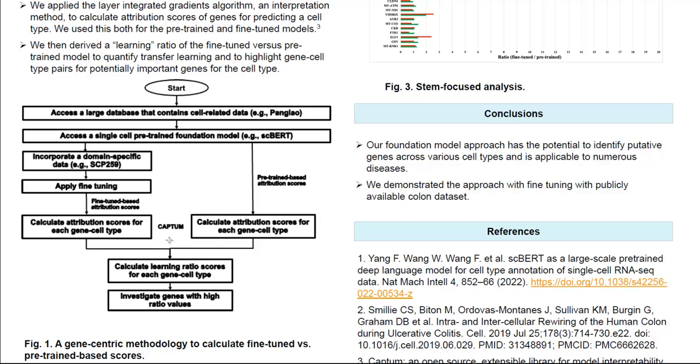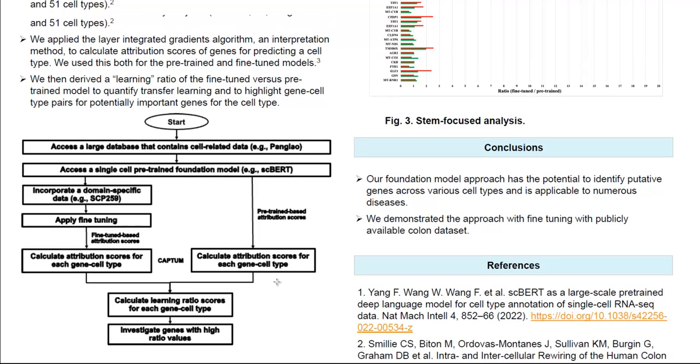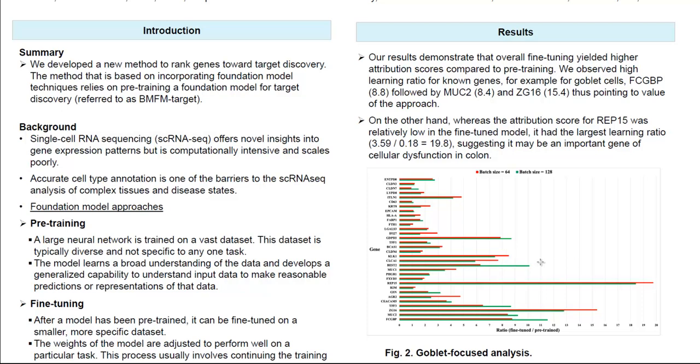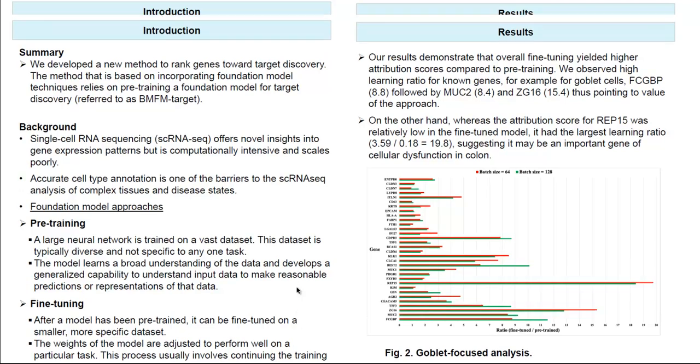To get the attribution scores, we used a Python library coming from Facebook called Captum. So we ran these two sets of experiments, and by doing so, we were able to look at all of these genes. There are around 20,000. And we calculated what is called the ratio between fine-tuned and pre-trained, considering the attribution scores coming from both of the experiments.